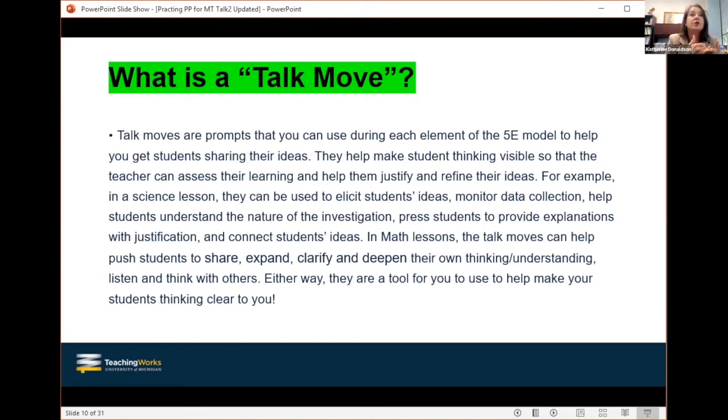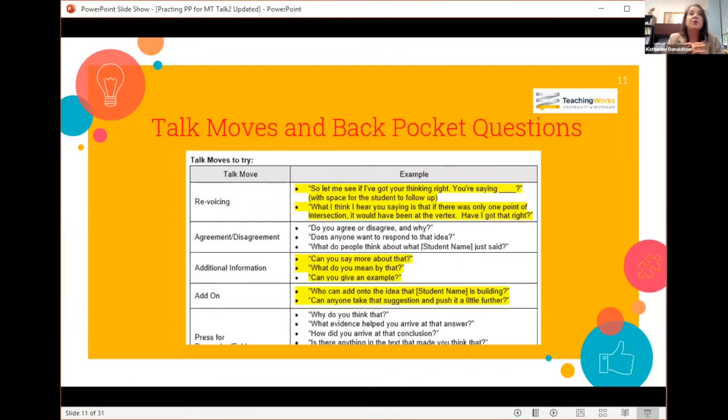They help to press students for explanations and justification. In math, you want to expand and clarify their thinking. You can get the right answer for the wrong reason in math really easy. So these are some things that you want to think through. Either way, they're a tool to help make your students' thinking clear, but they don't really come intuitively to your step 2 kids. So what we did is we had them go through the decomposition in class and read them and highlight some that they thought they could work on, which would feel natural to you. So you can see even for step 2, even though we gave them the whole list, we're going to hold off and just have them practice a couple at a time. So that's talk moves and back pocket questions.